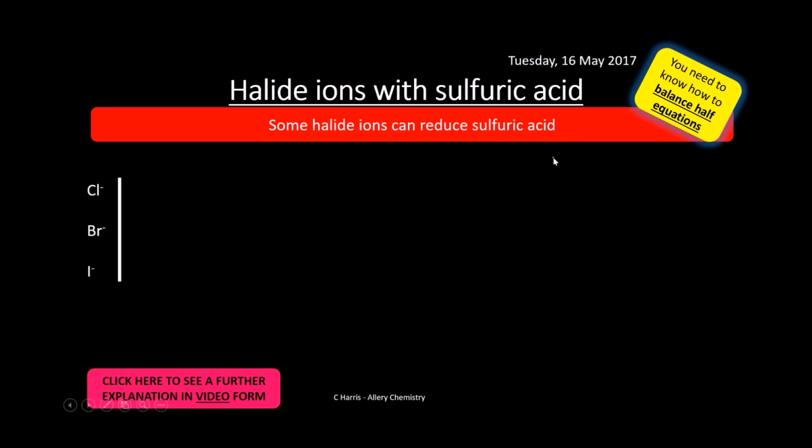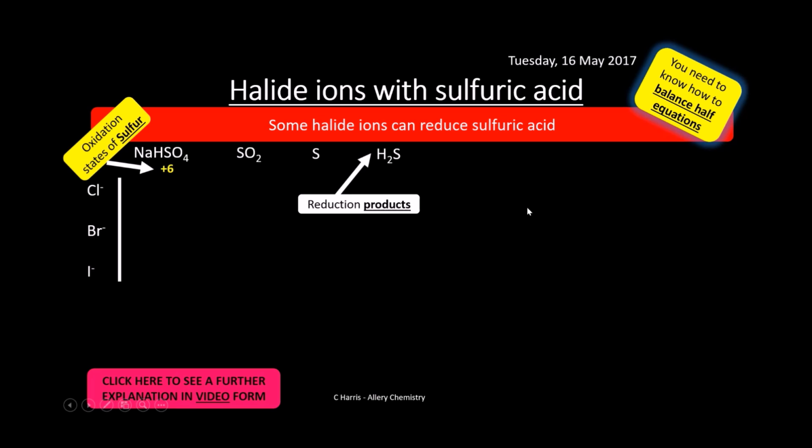Okay, so some halide ions can reduce sulfuric acid. So what we've got is our reduction products here. We're going to add concentrated sulfuric acid to a halide ion, for example. And the halide ion can reduce the sulfur in sulfuric acid to these products. Now, this isn't a reduced form of sulfuric acid, but these three are reduction products. The oxidation states of sulfur: this is sodium hydrogen sulfate, which is +6. Sulfur dioxide is +4, sulfur is 0, and this H2S is hydrogen sulfide, which is -2.